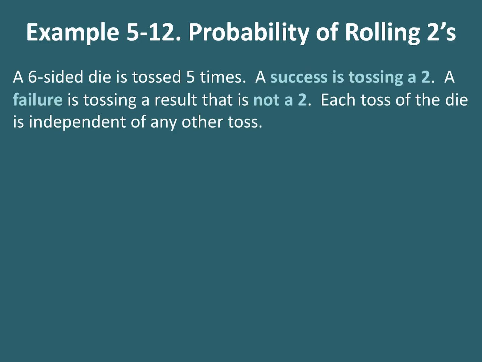Let's do an example. A 6-sided die is tossed 5 times. Now you might think if it's 6-sided, it cannot be binomial. However, the researcher decides that a success is whether or not you toss a 2. A failure is tossing anything other than a 2. Therefore, that has created a binomial experiment. Each toss of the die is independent of any other toss. Now there is a 1 in 6 chance of tossing a 2, whereas there is a 5 in 6 chance of not tossing a 2.